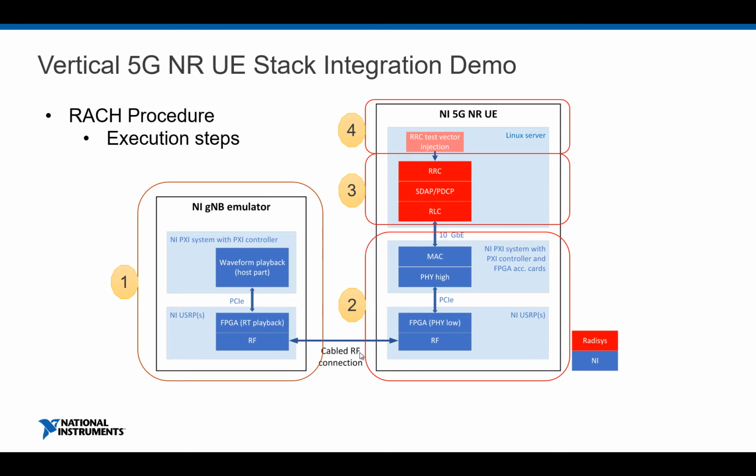The execution steps of the RAR procedure will be as shown in this figure. We will start with the gNodeB emulator, then we will start PHY and MAC, and then we will start the high layers inside the Linux server. At the end, we will inject two RRC test vectors. Let's now switch to the demos.